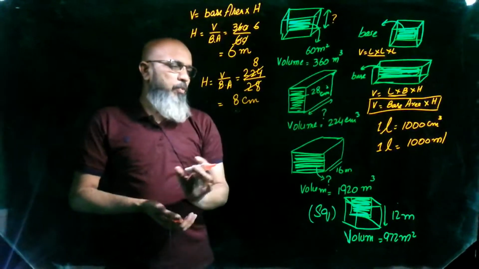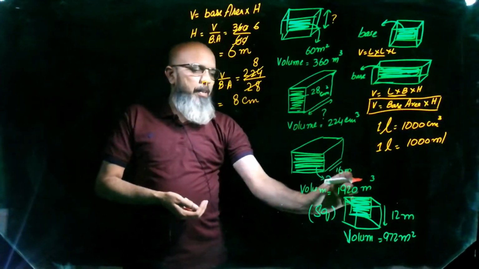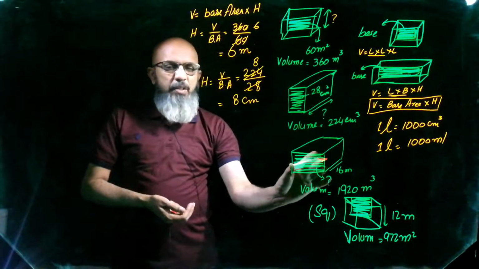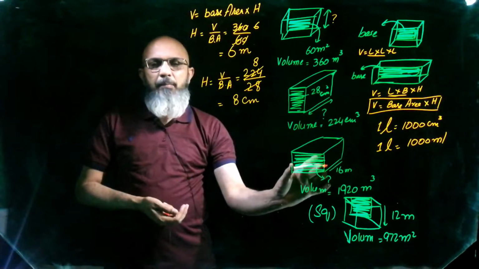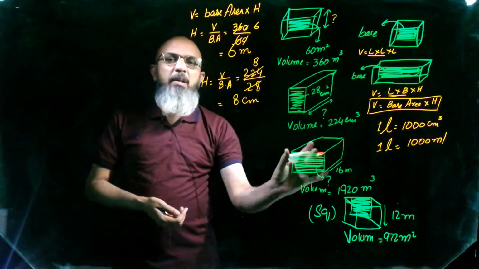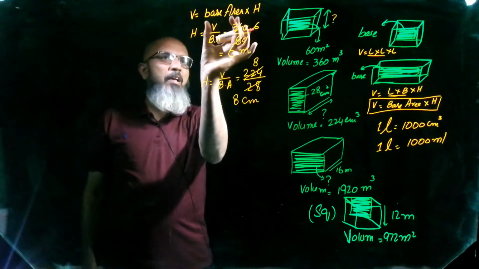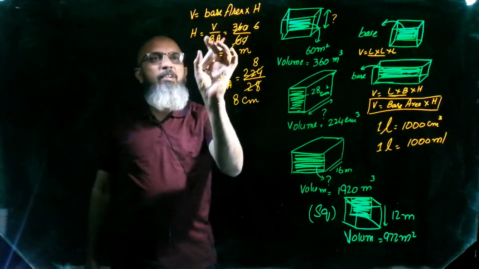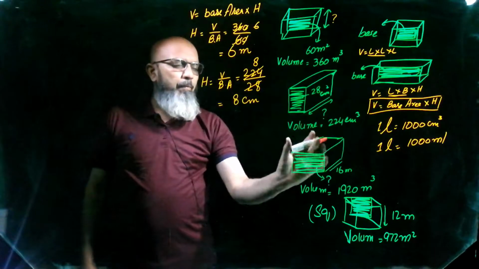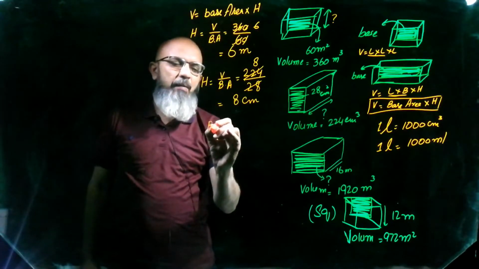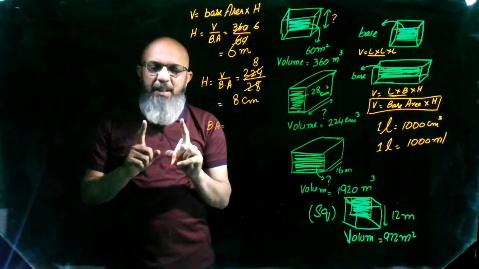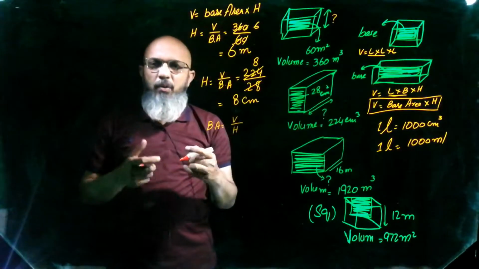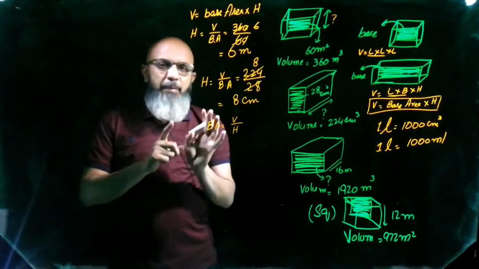So now come to the next question. In this question, the volume is 1920 and the height is given to you. Now in this question, you are going to find the base area. Similarly, the formula is volume is equal to base area into height. When you find the height, you divide volume by the base area. Now the unknown value is base area, so you have to find the base area. So volume divided by known height, and base area is unknown.